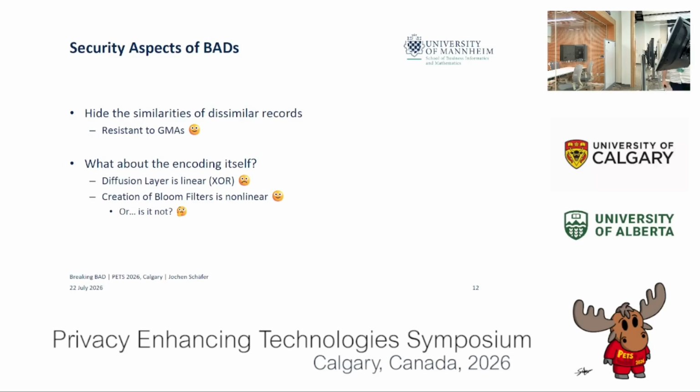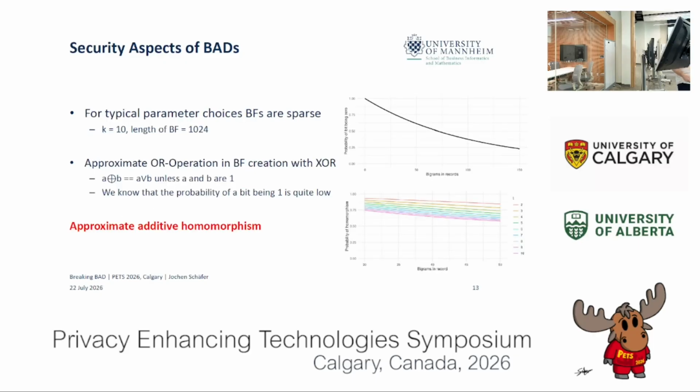But what can we say about the security of the encoding itself? One thing that immediately struck my attention was that this diffusion layer here is entirely linear. It's an XOR operation. What is nonlinear is the creation of the Bloom filter. So there might be some hope that this thing in total is secure, but is it really nonlinear?